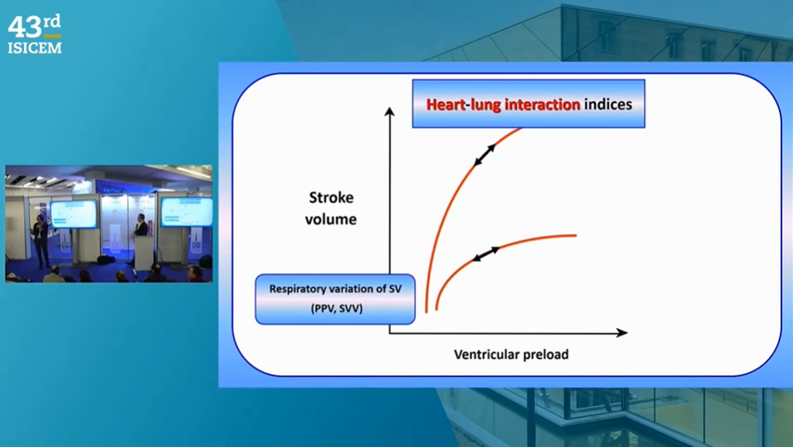Why do we use this? Because pulse pressure has two main determinants. The first one is stroke volume, and the second one is arterial stiffness, or compliance, its inverse. If we assume that stiffness does not change during the mechanical ventilatory cycle, we can assume that the changes in pulse pressure reflect the changes in stroke volume. And this is simple because you don't need any cardiac output monitoring device to do this.